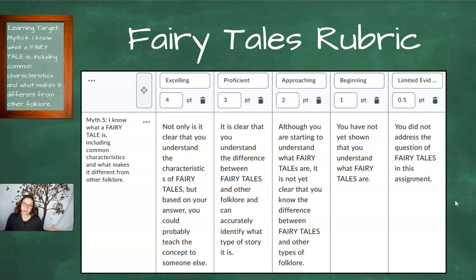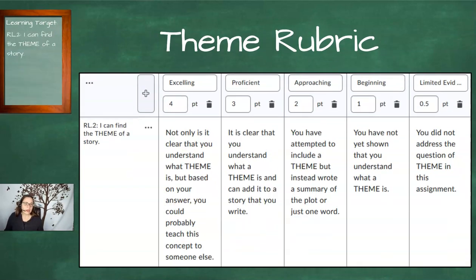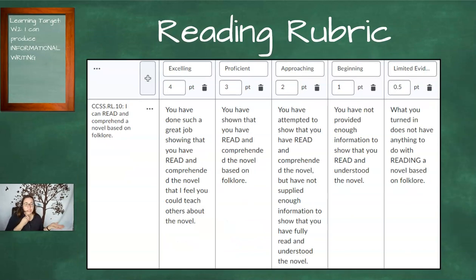So we're not going to read all of these because they're kind of the same thing. We will get into reading, as I said. The reading one is based on doing that novel reading assignment that we're going to do in April. When we do that, if you give limited evidence, and what you turned in doesn't have anything to do with reading a novel based on folklore, I don't know what you turned in, you get a 0.5. That's it, right?